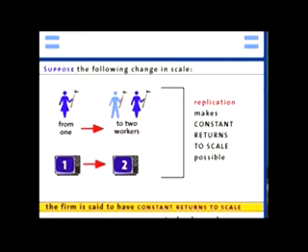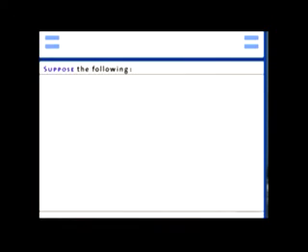Now, there are 2 other possibilities. The first is the possibility that things are actually better than constant returns to scale, that adding a second worker with a second tool allows us to more than double our output. That is, if we have 1 worker with 1 tool producing 10 television sets, 2 workers with 2 tools might actually be able to produce 30 television sets in a day.